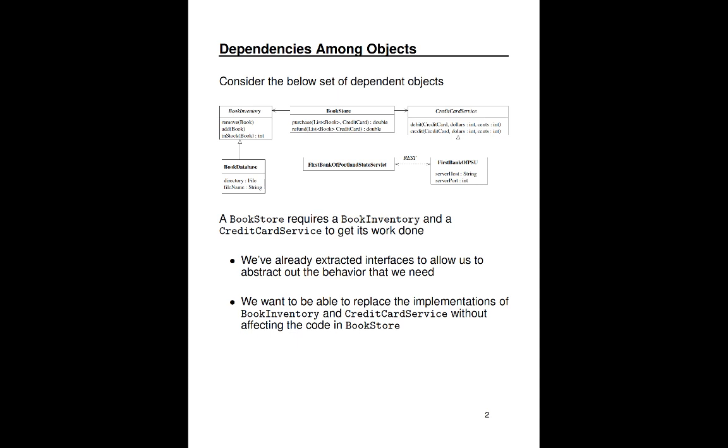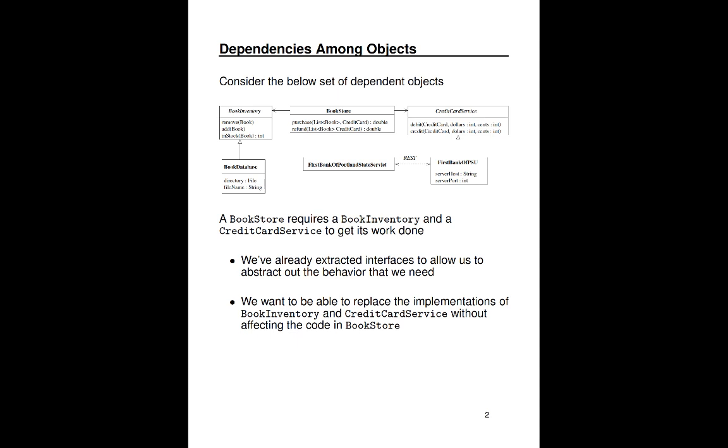Now, this code has already been pretty well factored out in that the bookstore depends on an interface that specifies the behavior of something like a book inventory or a credit card service. And that interface is then implemented by classes like book database, which implements the book inventory and stores the inventory to a file. Similarly, the credit card service interacts with a REST API provided by the First Bank of PSU. And that REST API has a hostname and a port that it runs on.